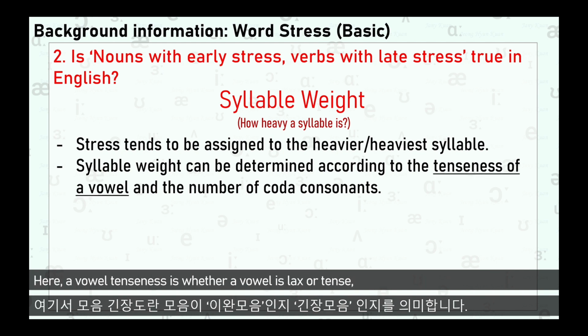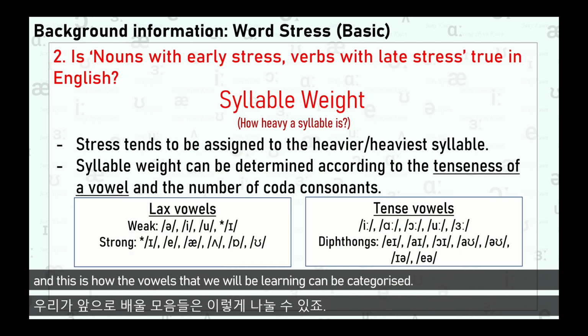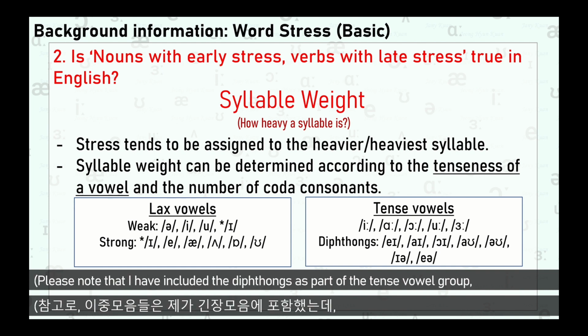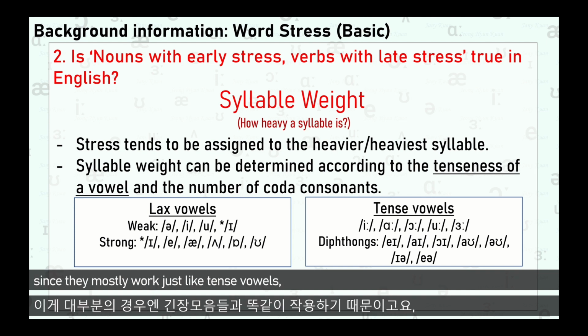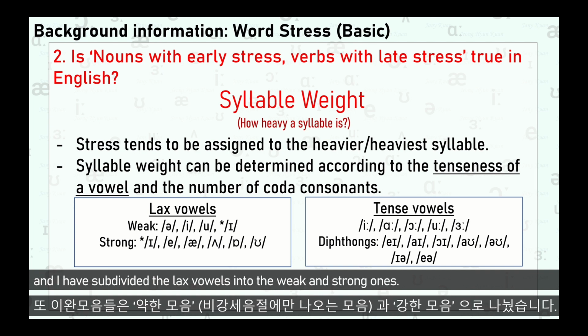Here, vowel tenseness is whether a vowel is lax or tense, and this is how the vowels that we will be learning can be categorized. Please note that I have included the diphthongs as part of the tense vowel group, since they mostly work just like tense vowels, and I have subdivided the lax vowels into the weak and strong ones.